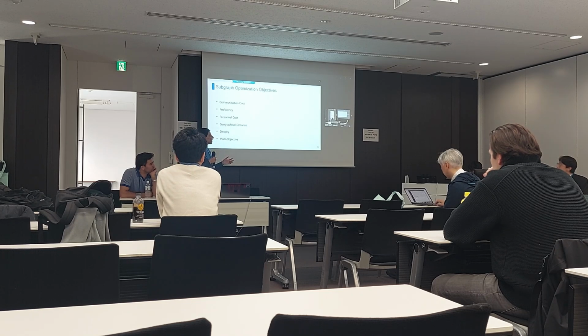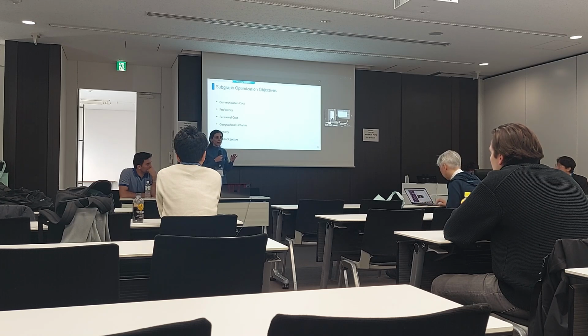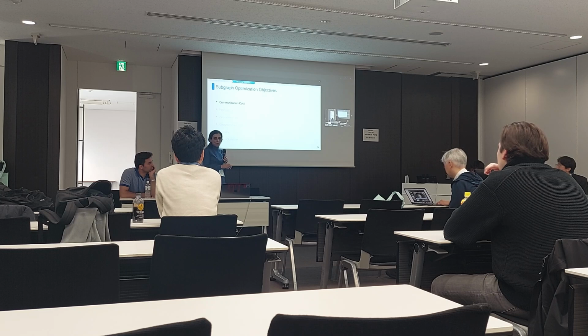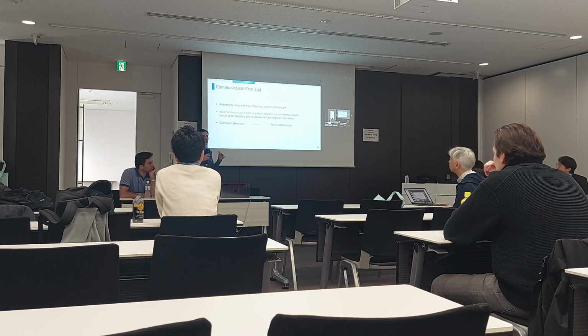In the literature, different objectives have been studied over time by different researchers, and we can mention communication cost, proficiency, personnel cost, geographical distance, density, and also some works try to optimize some of the objectives simultaneously, and we name all of them multi-objectives. If I want to explain some of them, I can start with communication cost, which is one of the important objectives studied by most of the works in the literature.